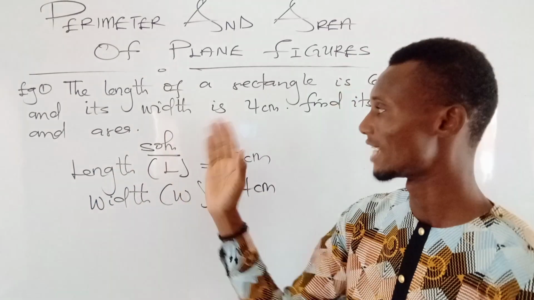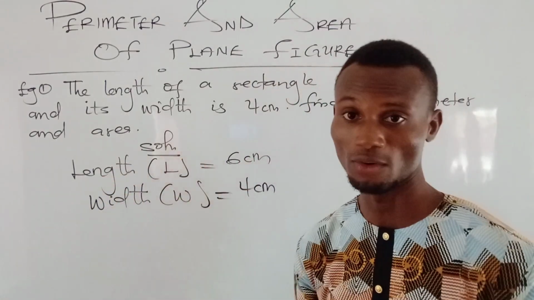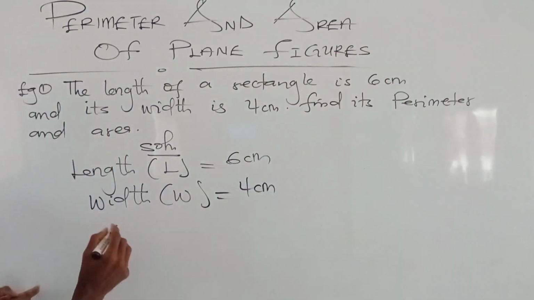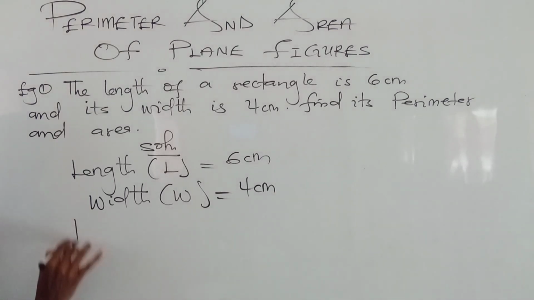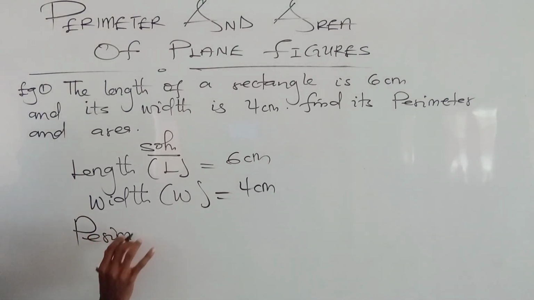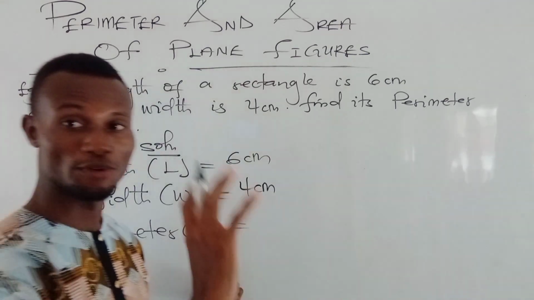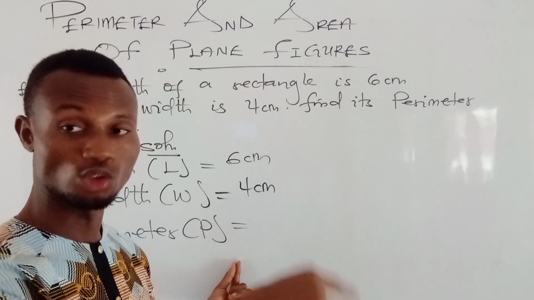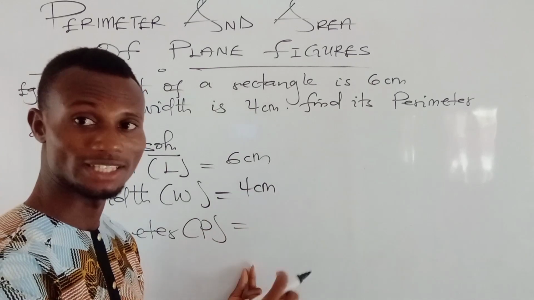So let's proceed. Now the question says that we should find the perimeter and area of the rectangle. So we are going to find the perimeter first. Now let's write down the formula for finding the perimeter of a rectangle. Write perimeter in full, then in bracket P equals, and from the previous videos we've proved the formula, which is 2L plus 2W. So we are using it here.